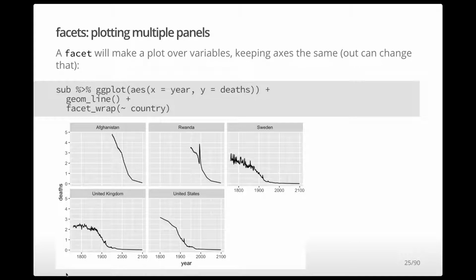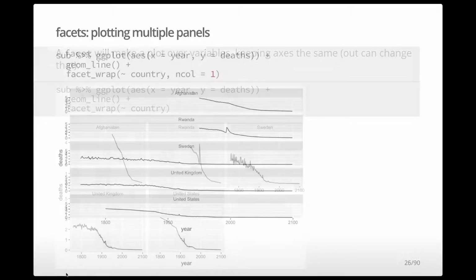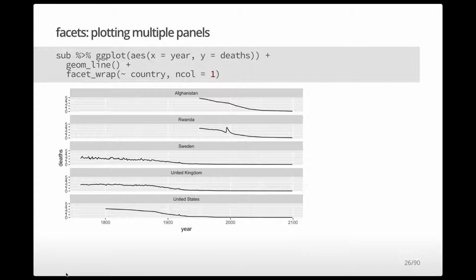Okay? So we're saying add lines, and then we want a separate plot per country, right? If we had multiple, that doesn't mean there's always one line per panel, but the idea is we want separate panels on this variable. Okay? That's what facets are. So there are other arguments to put in facet wrap.